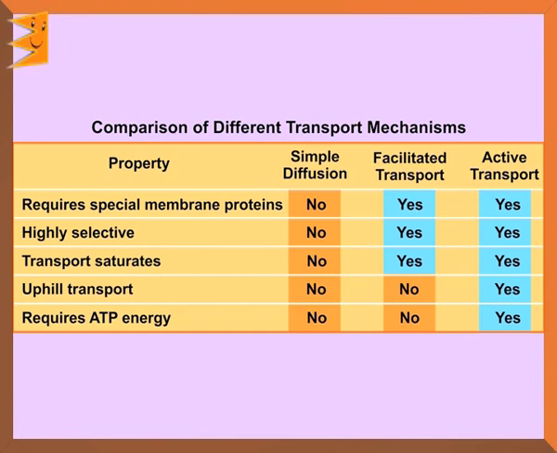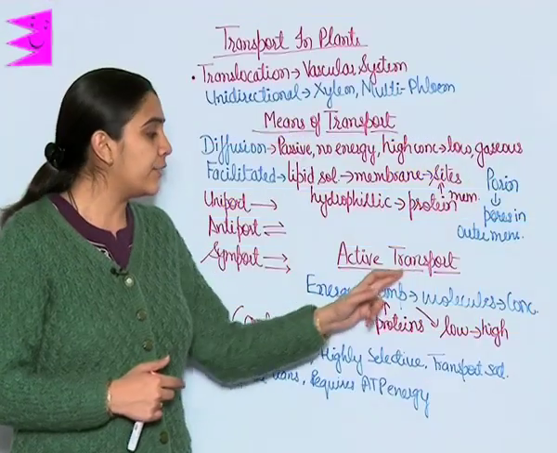Uphill transport. This is not seen in simple, neither seen in facilitated diffusion, but seen in active transport. It requires ATP as energy. It is not seen in diffusion or facilitated diffusion, but it is seen in case of active transport.